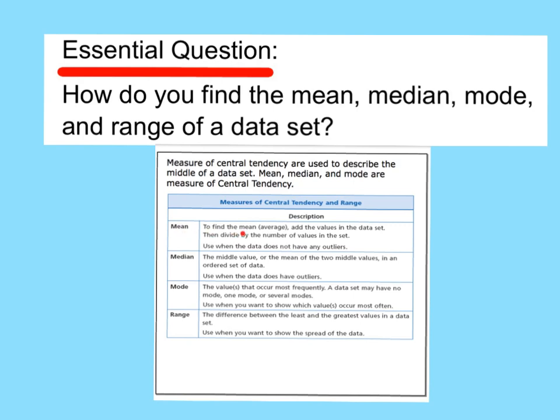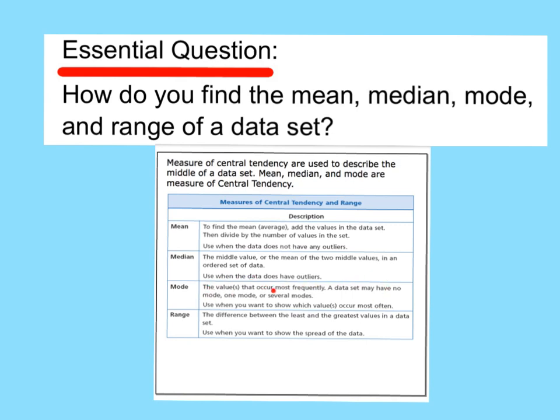Mean: to find the mean or the average, you add the values in the data set and then divide by the number of values in the set. This is good to use when your data doesn't have any outliers that would really impact that average. Median is the middle value or the mean of the two middle values in an ordered set of data. Use again when the data doesn't have outliers.